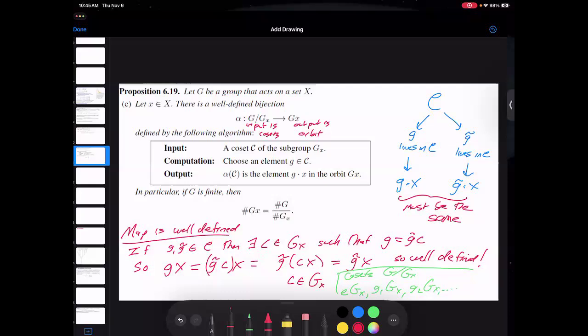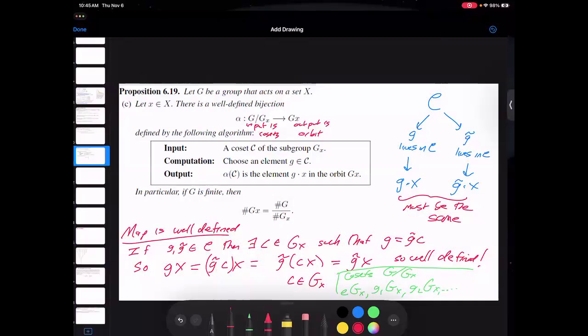Well, these are very special sets. The elements are related to each other. They're all, in some sense, equivalent. They differ by multiplication on the right by something in the stabilizer. So when they act on X, they give the same output. And that's why we can define the map like this. It doesn't matter which element we choose, we're going to get the same output because they differ by multiplication on the right by something in the stabilizer.